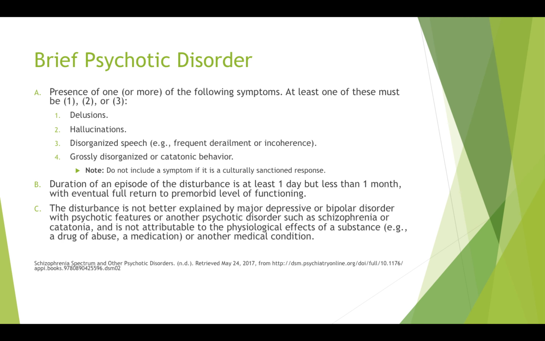B, duration of an episode of the disturbance is at least 1 day but less than 1 month, with eventual full return to premorbid levels of functioning. And C, the disturbance is not better explained by major depressive or bipolar disorder with psychotic features or another psychotic disorder such as schizophrenia or catatonia, and is not attributable to the physiological effects of a substance. As a reminder, this means a drug of abuse or a medication, and there's not another medical condition present.